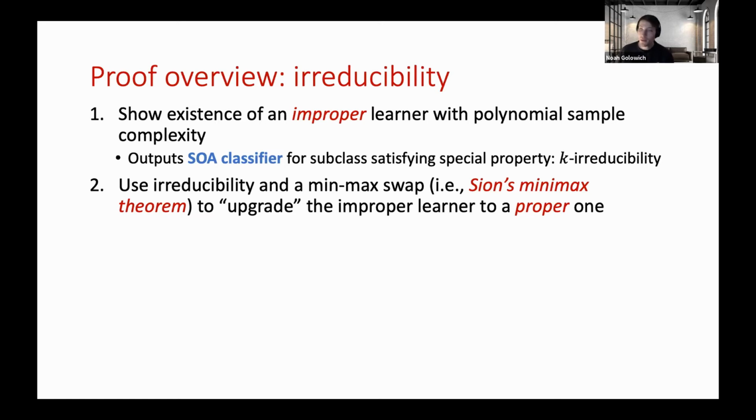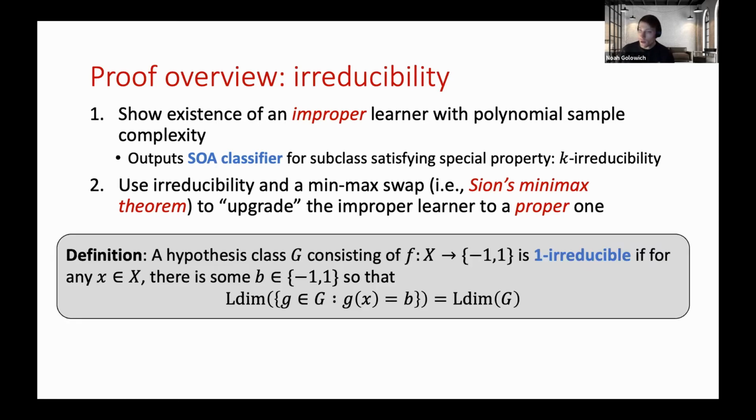Now, the notion of irreducibility is essential in both steps 1 and 2 of the proof, namely both getting an improper learner with polynomial sample complexity and then making it proper. So I'll now define what irreducibility means. In general, we have this notion of K-irreducibility for general positive integers K. In this talk, I'm going to really focus on the case K equals 1 because that gives sufficient intuition to reason about things.